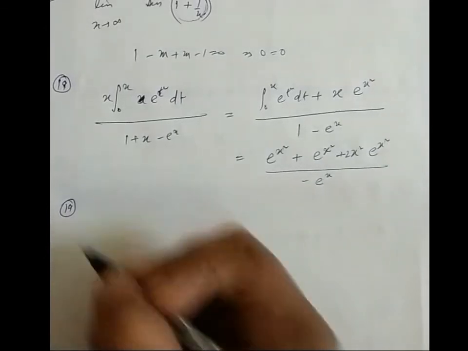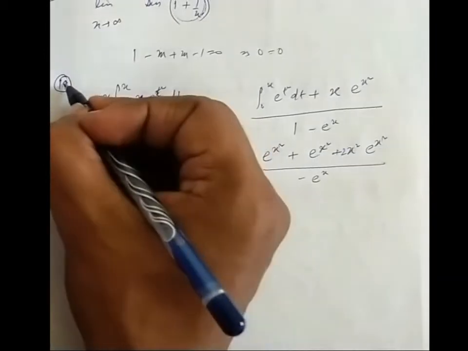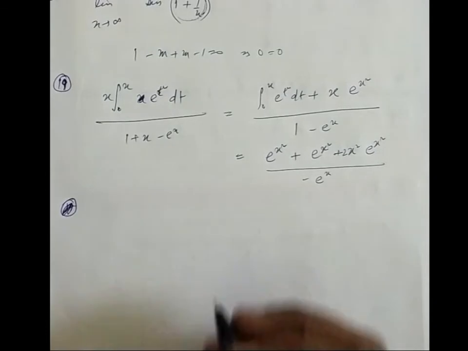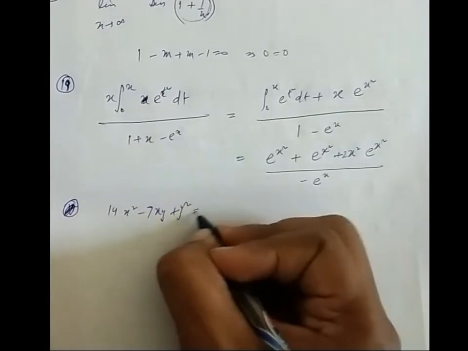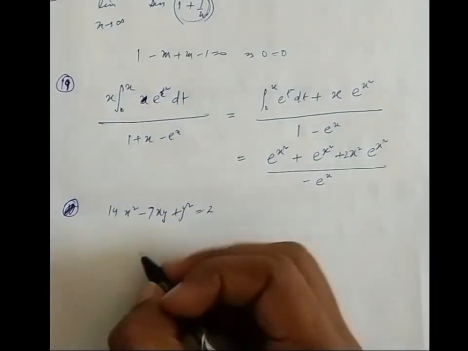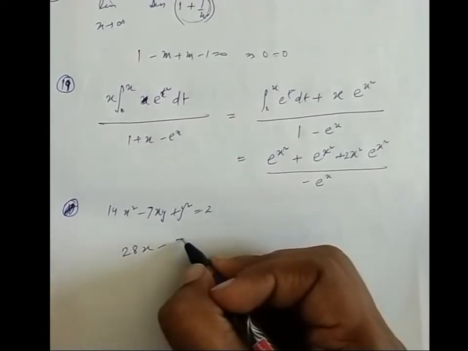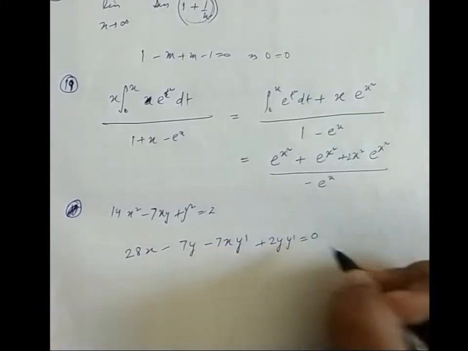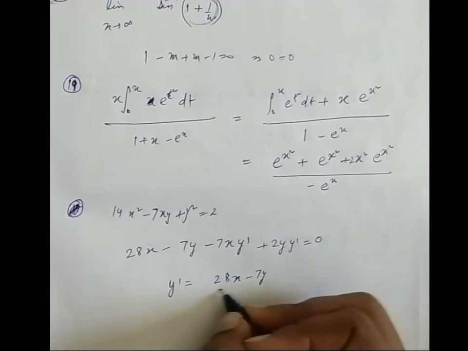Moving on to the next question, question number 19. Sorry, we have a few parts of question number 19 left. So for B part, we have given the curve 14x square minus 7xy plus y square equal to 2. Okay, so let's calculate y dash. So 28x minus 7y minus 7xy dash plus 2y dash equal to 0. So y dash will be equal to 28x minus 7y upon 7x minus 2y.